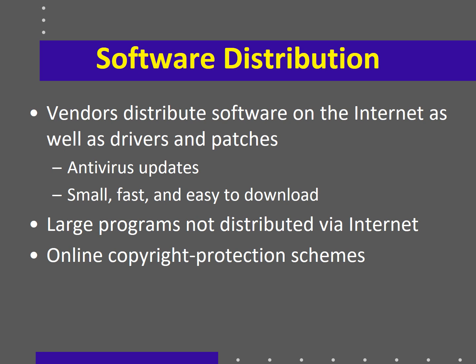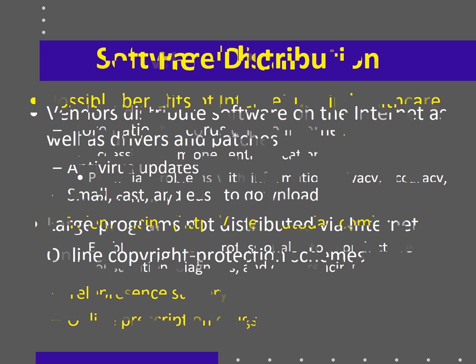Software distribution can also be made by using internet services. For example, there are vendors which distribute software on the internet, as well as drivers and patches. For example, an antivirus update we get from the internet. It is small, fast, and easy to download. Online copyright protection schemes are also available.